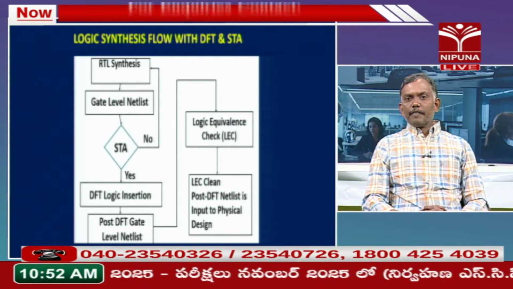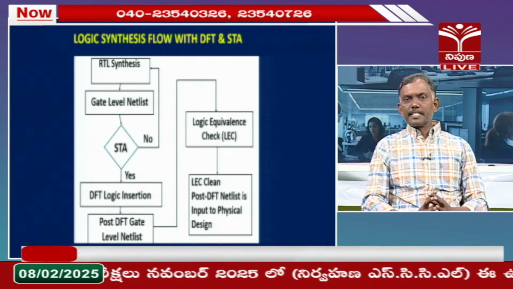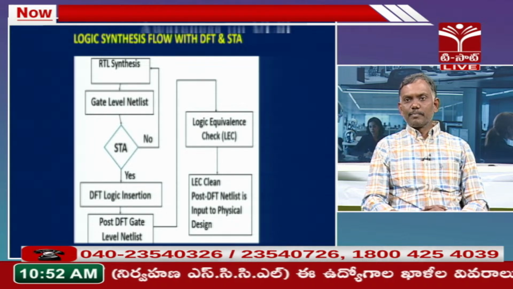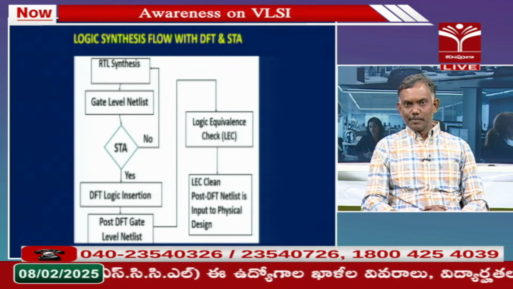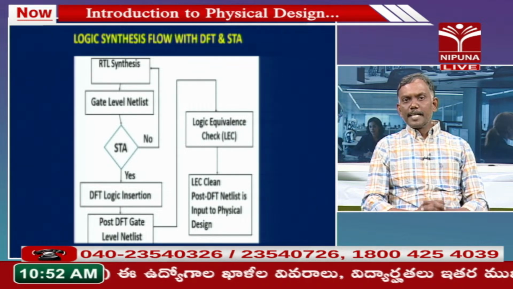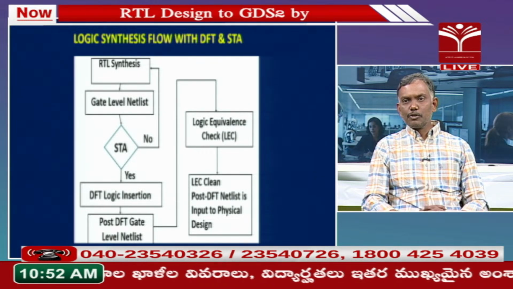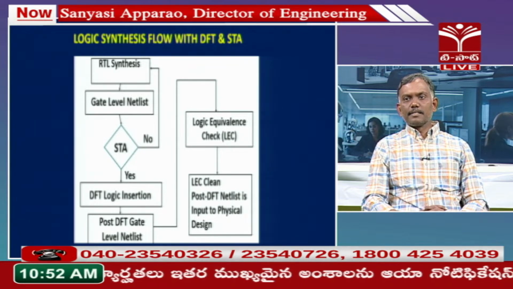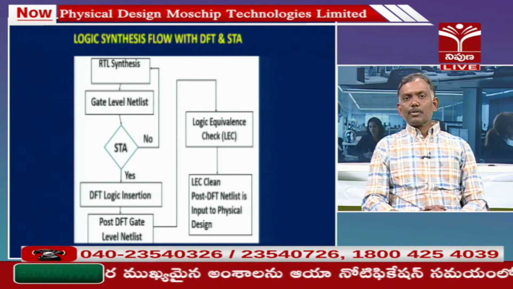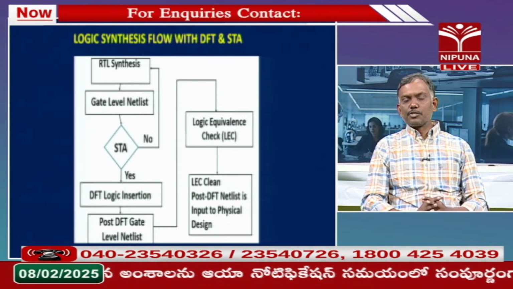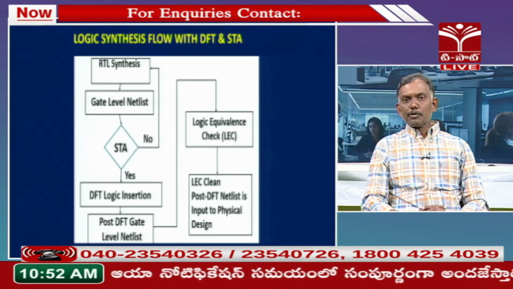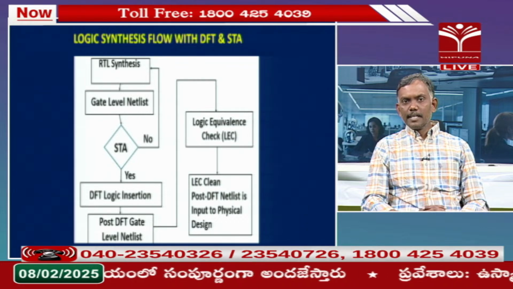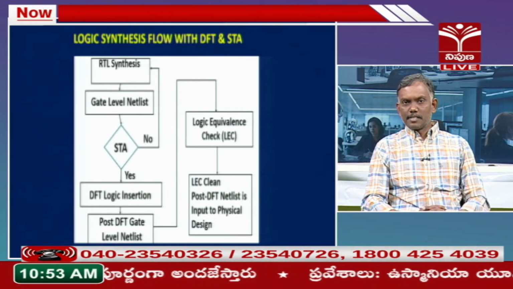First is RTL synthesis. Already we discussed converting RTL to the gate level netlist by meeting PPA, and the output is the gate level netlist. Once we get the gate level netlist from the synthesis tool, we need to check for the STA. STA means static timing analysis. We need to do the static timing analysis, whatever we discussed so far: the timing equation, clock to Q delay plus T logic plus setup time requirement should be less than the clock period. That check is called static timing analysis.